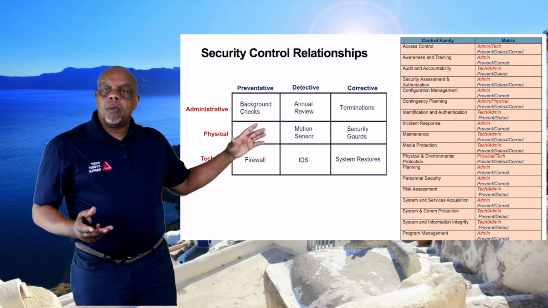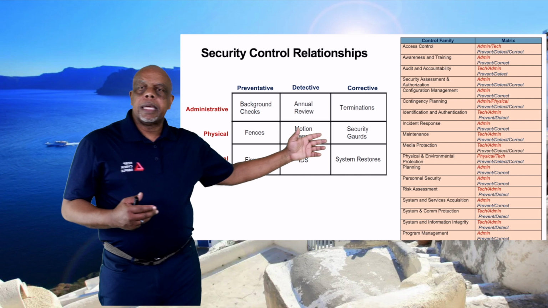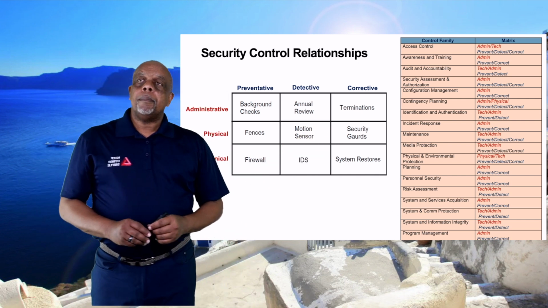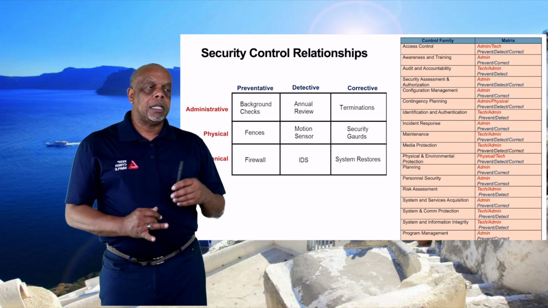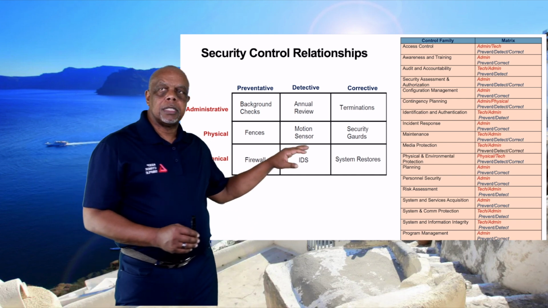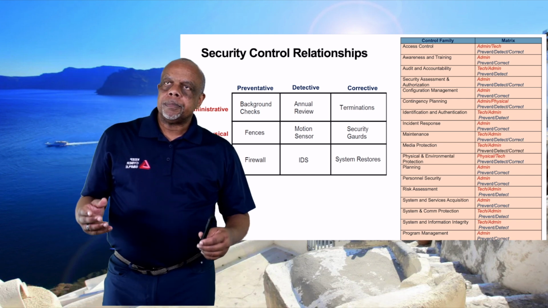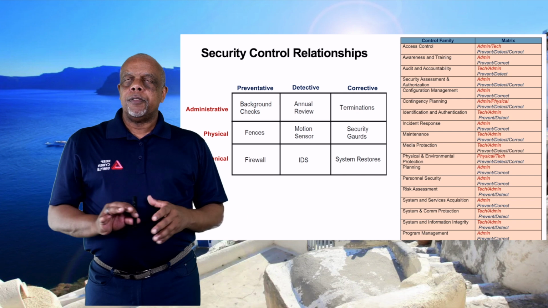Now, this isn't always clean cut, because there are some things that could actually fall in multiple categories, like a security guard, right? A security guard is a physical control, but it could be preventative, it could be detective, and it could be corrective. It could actually fit in all 3 of these categories. You say preventive, yes. Just the presence of a security guard in a facility prevents many individuals from doing things.